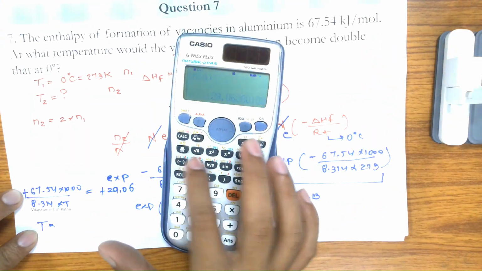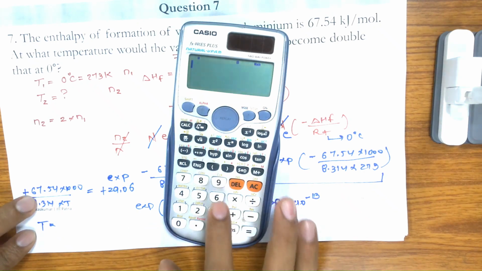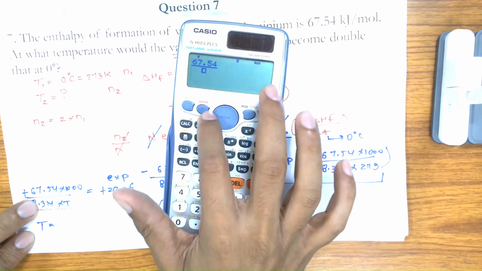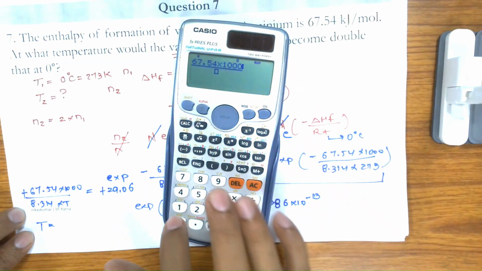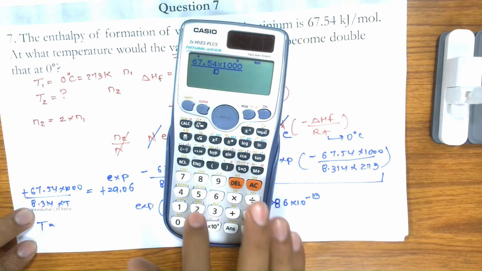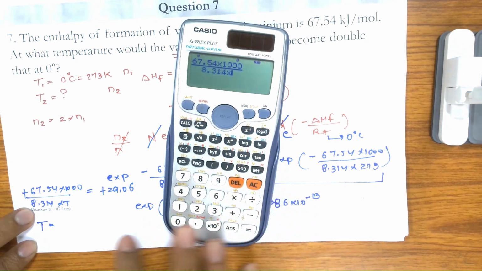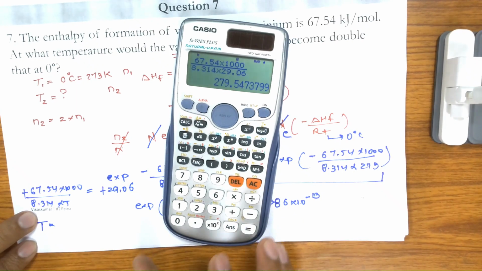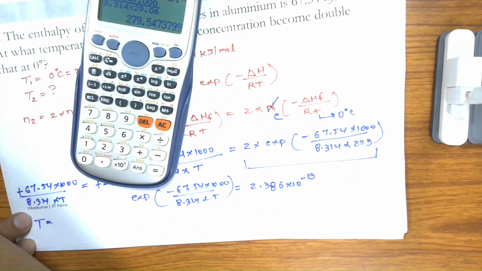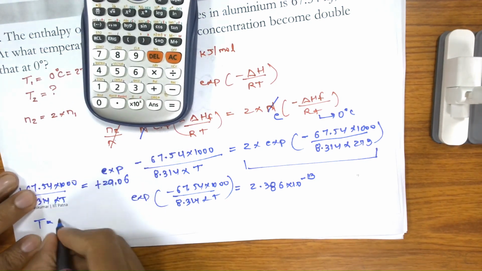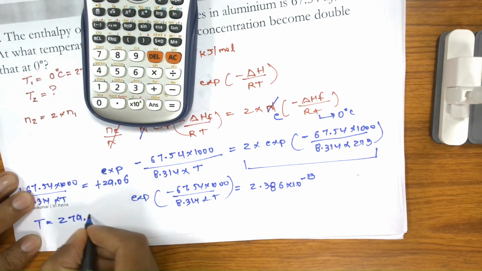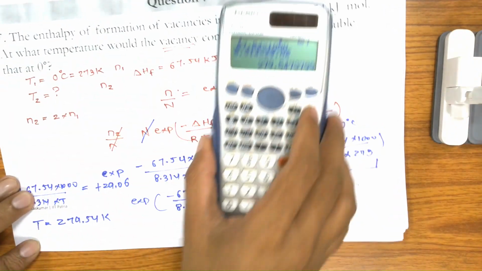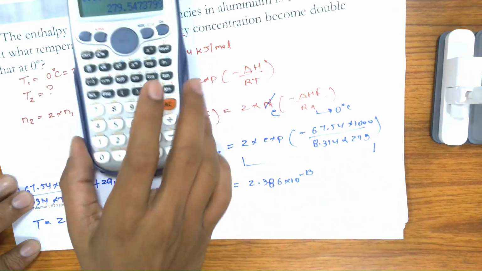So again let me store this in v. What I will do is 67.54 multiplied by 1000, the whole divided by 8.314 multiplied by 29.06. So what I am getting, the value of the temperature is 279.54. Again the unit will be Kelvin, right? Because we substituted the values over here in Kelvin.